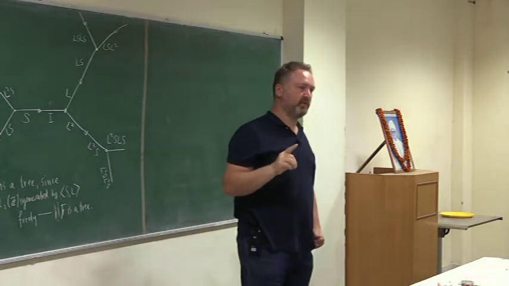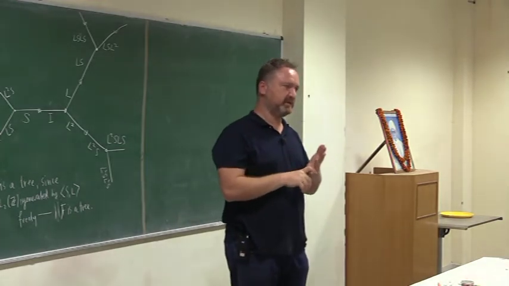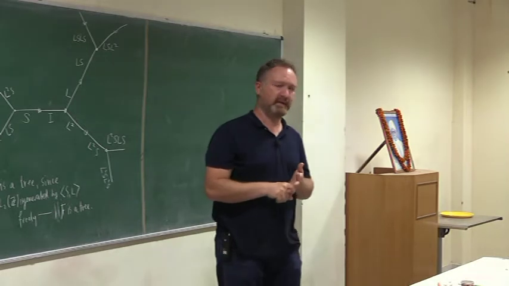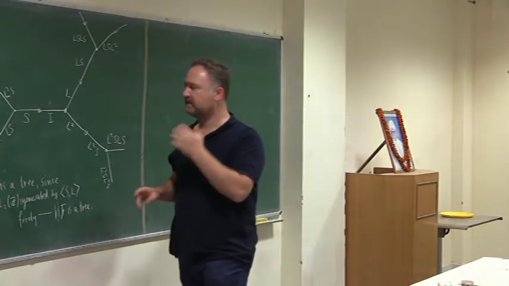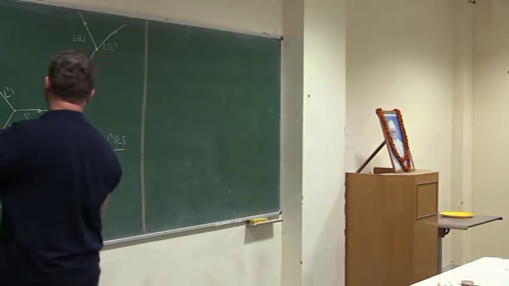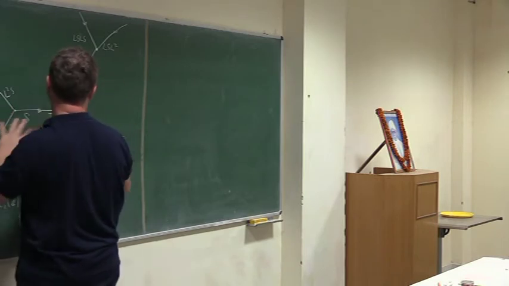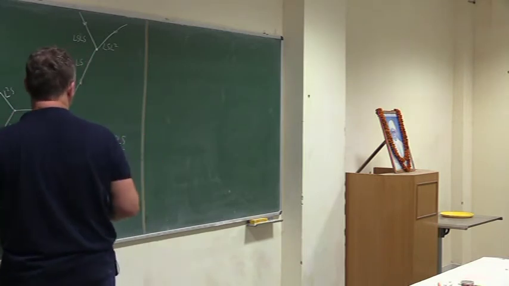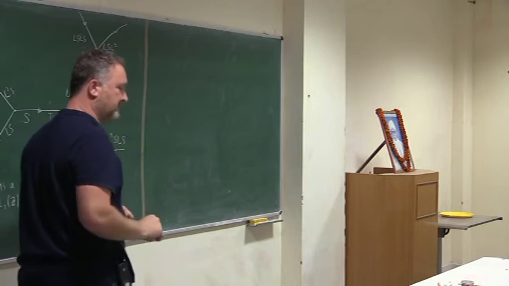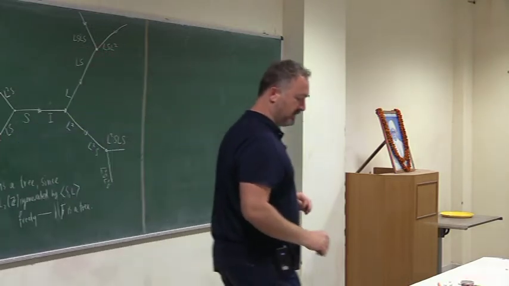What is a ribbon graph automorphism? It must respect the tree and its embedding on the plane. And for example, one such thing would be to shift everything in this direction. That would give me a ribbon graph automorphism of the tree.